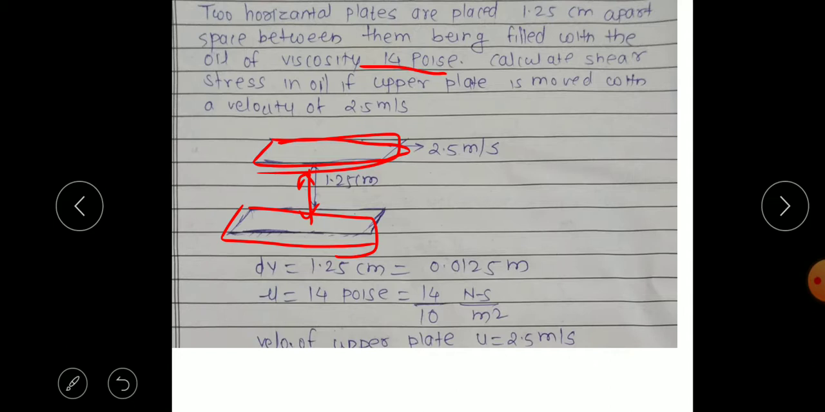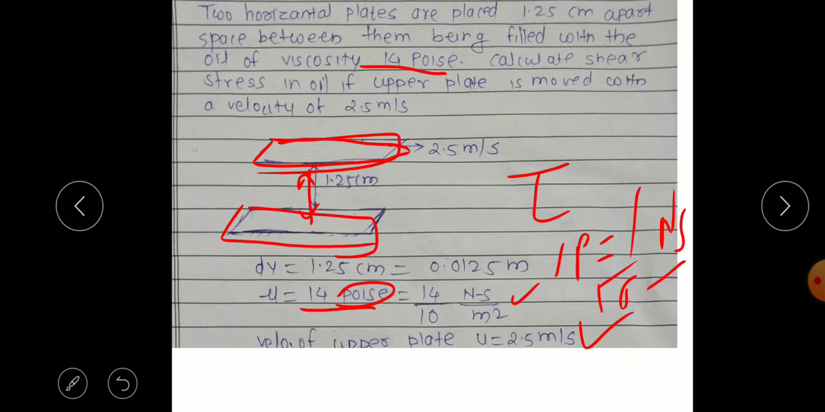So we have to calculate the shear stress, that is tau, in the oil if the upper plate velocity is given 2.5 meter per second. The viscosity is 14 poise. So we know to convert poise into Newton second per meter square, we divide it by 10, as 1 poise is equal to 1 by 10 Newton second per meter square. So we have divided 14 poise by 10 to convert into the SI unit.